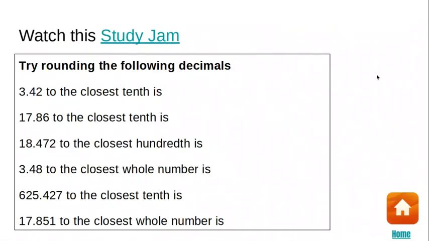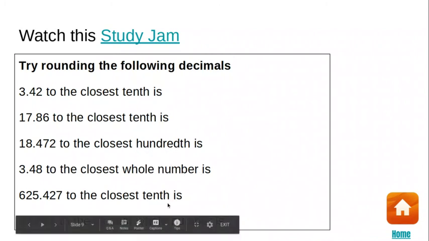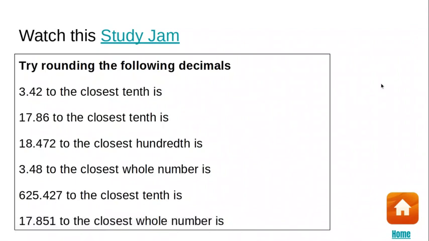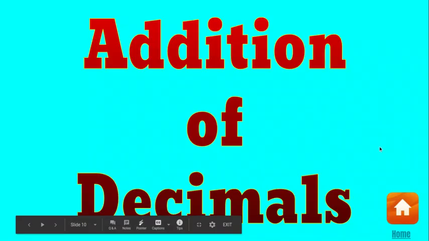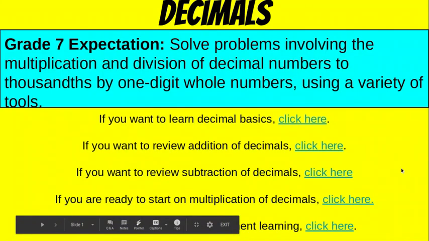So this is the activity. First, I've got a Study Jam link for you here. If you go to that Study Jam, it'll reinforce some of the things we just talked about. And then I'm going to ask you to round the following decimals. So round each one of these decimals. Be careful what I'm asking you to round it to. I'm asking you to round to the tenth, to the hundredth, to a whole number, or to the thousandth. And when you're done with that, you're done with decimal basics and you're ready to go on to addition of decimals. All right.